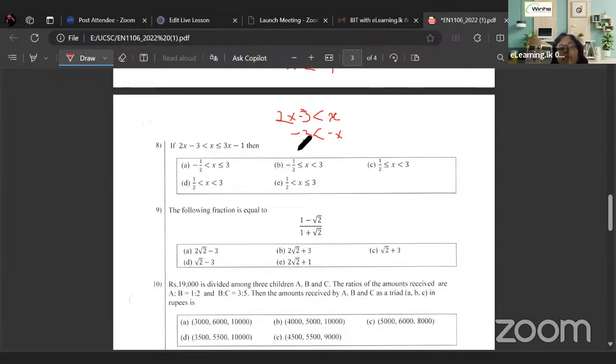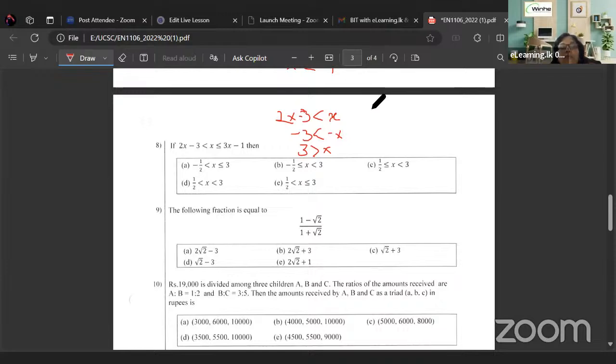If you multiply this by minus, then this will become x is less than 3, right? You can see in all the answers, x is less than 3 is there, right?